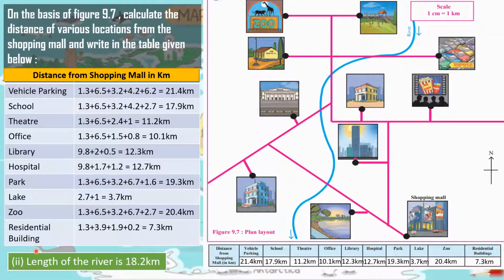The next one is length of the river. So length of the river, you will take a thread and you will hold from here and you will measure this river according to its shape, and that thread you will measure on your ruler. So you will get 18.2 centimeters.